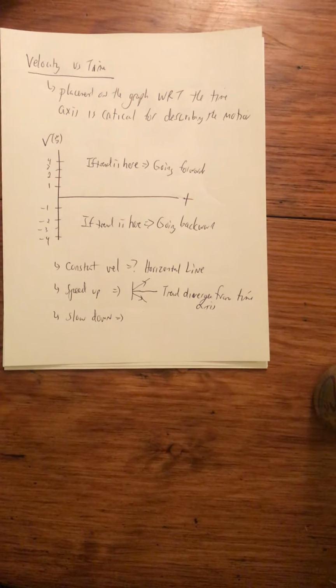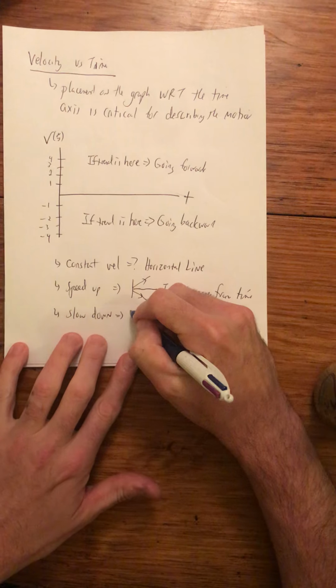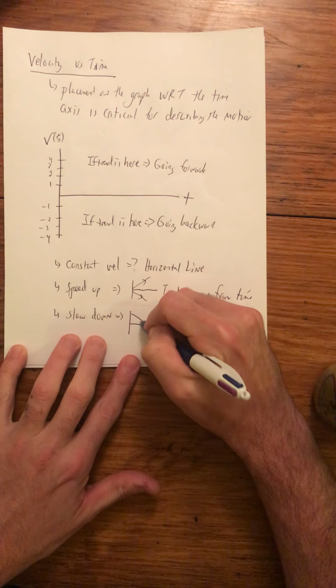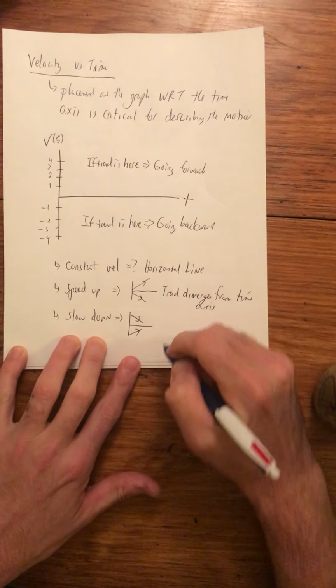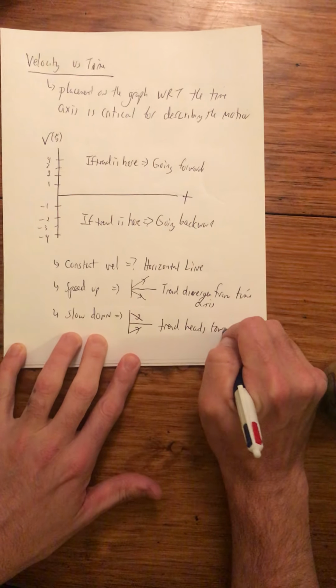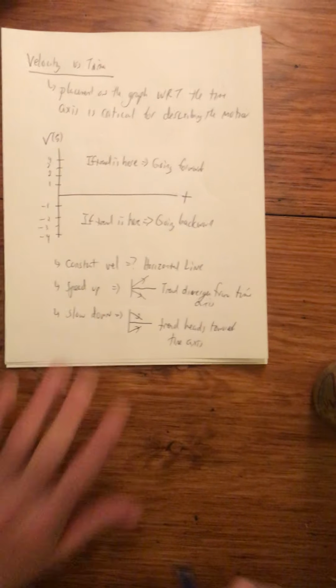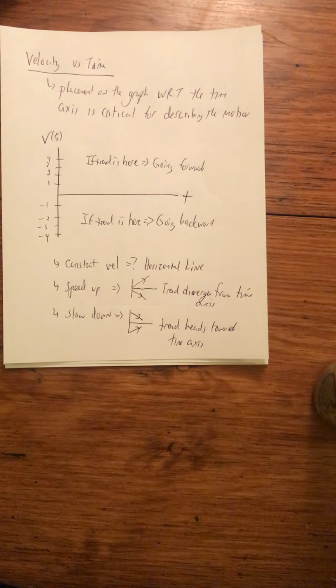It's moving away from the time axis. It's not a horizontal line, it's moving away. Then hopefully you realize that slowing down is just going to be the opposite of these things, that the trend heads towards the time axis, okay? And so that's how we're going to be able to read our velocity versus time graphs.